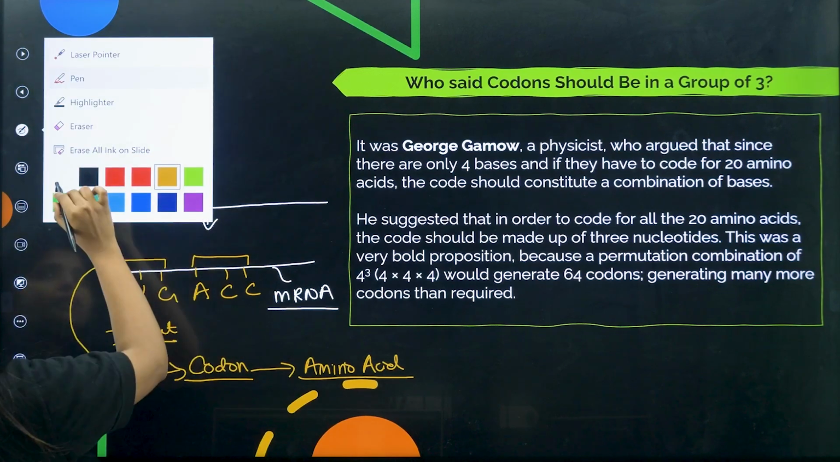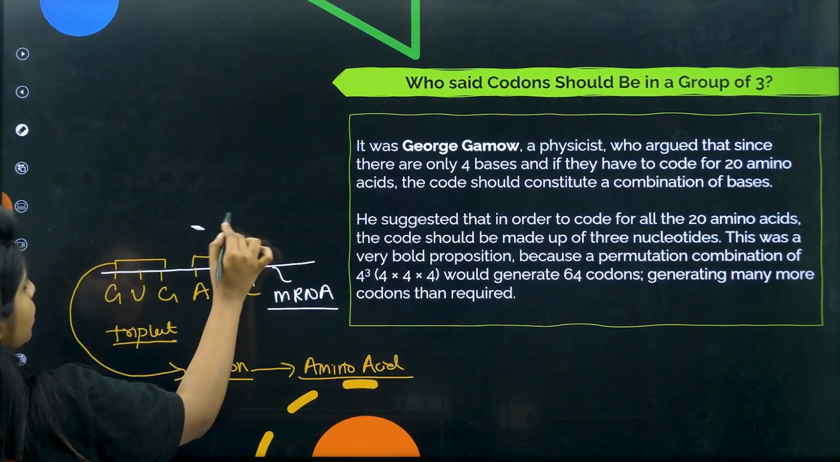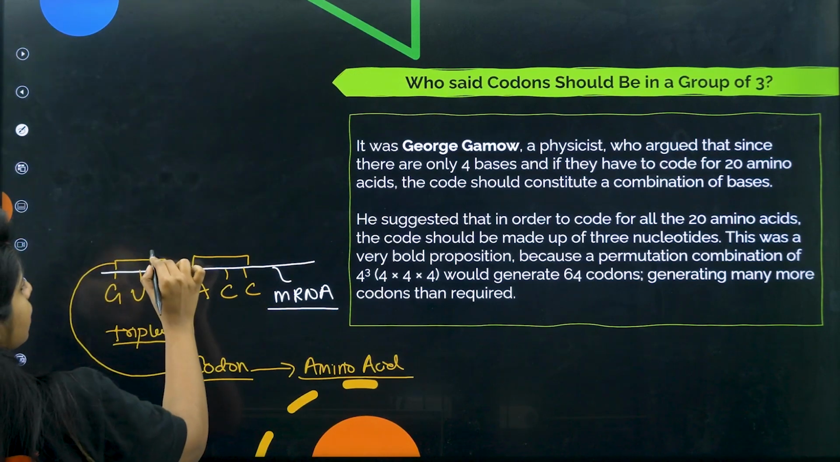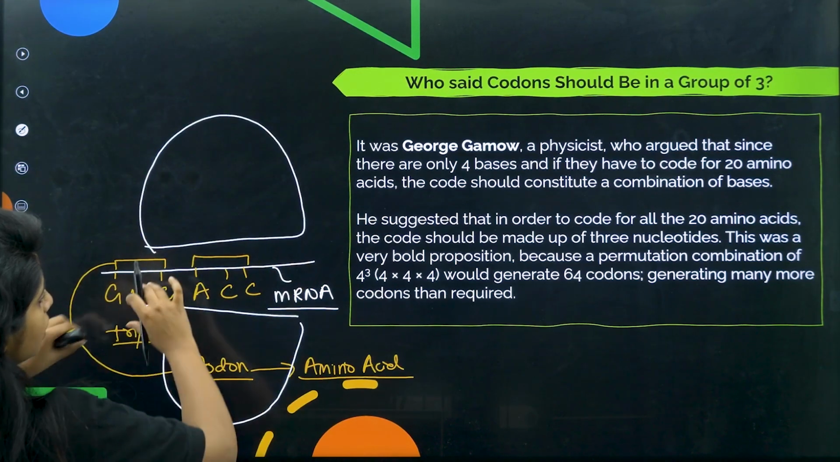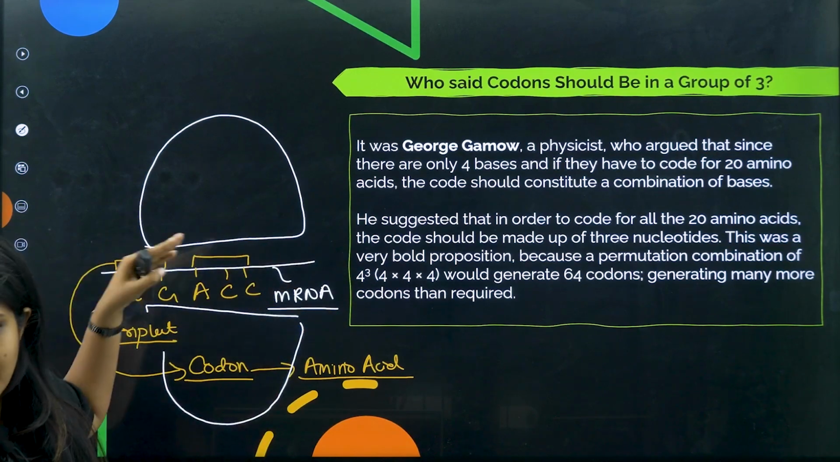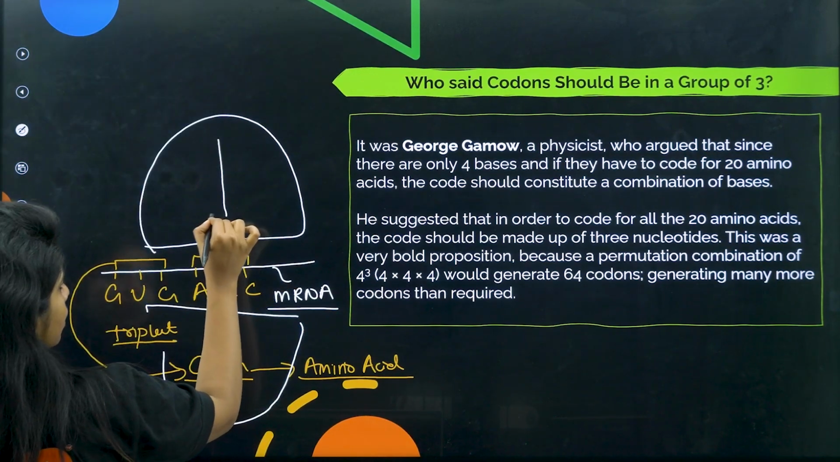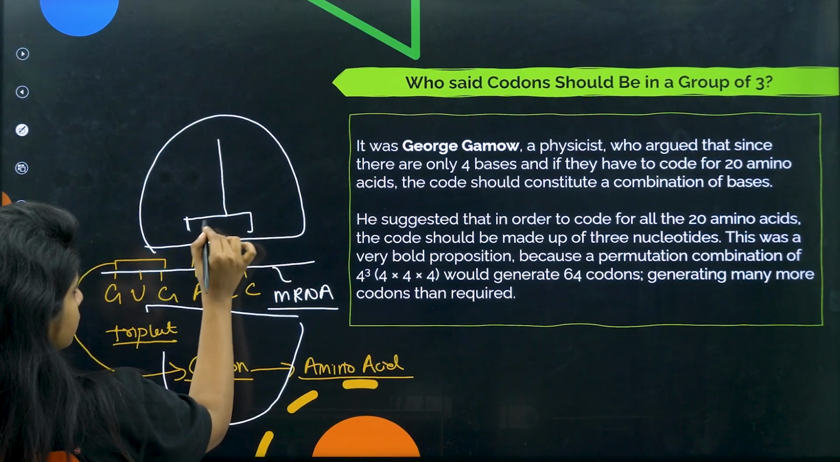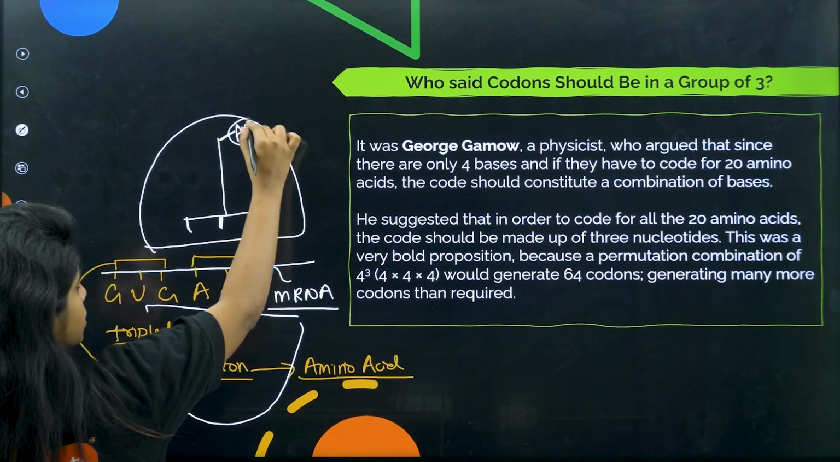Basically, the storyline is that this particular mRNA gets sandwiched between the ribosome. So there is one ribosome unit and there will be another ribosome unit over here, and in between them you have the mRNA sandwiched. Now what will happen? There will be a tRNA coming which will have an arm like this, and over here there will be a specific amino acid.